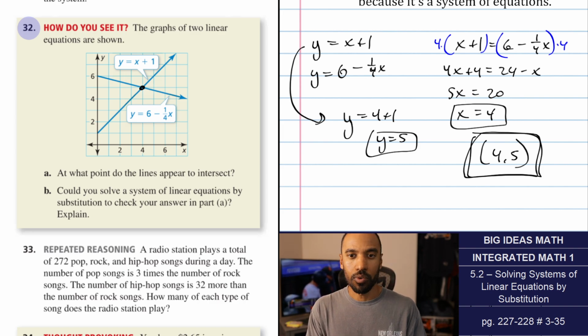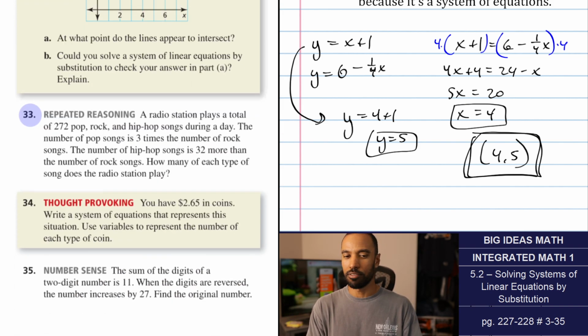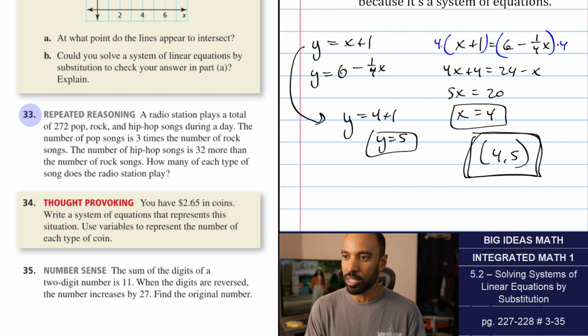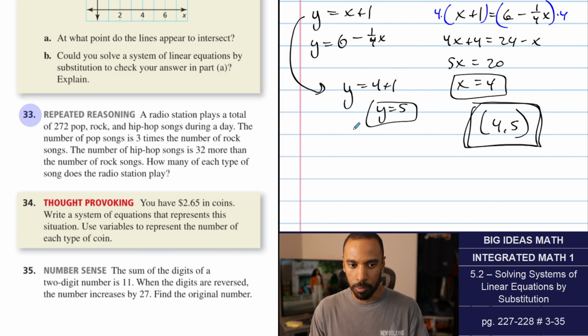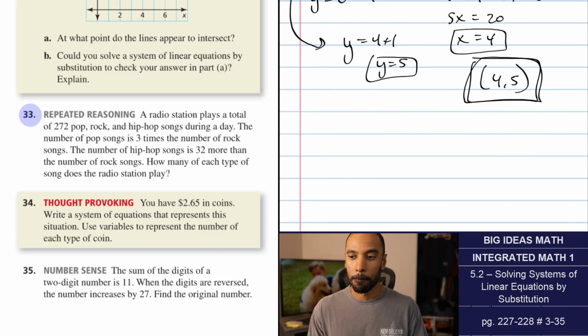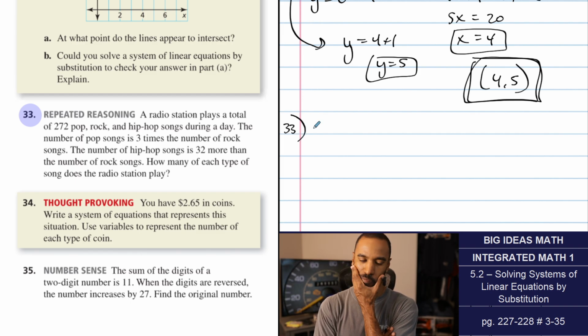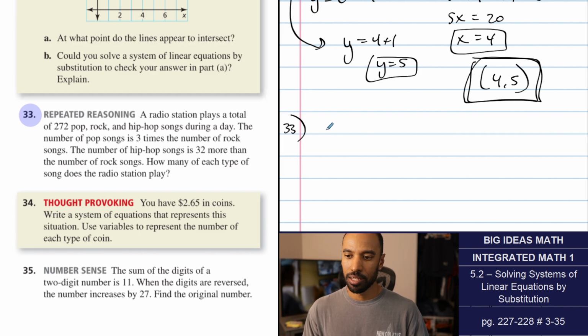Number 33, repeated reasoning. A radio station plays a total of 272 pop, rock, and hip-hop songs during a day. The number of pop songs is 3 times the number of rock songs. The number of hip-hop songs is 32 more than the number of rock songs. How many of each type does the radio station play? Okay, that's 3 variables. So, unless, can I represent them as 2? Let's do pop, rock, hip-hop. P, number of pop songs.